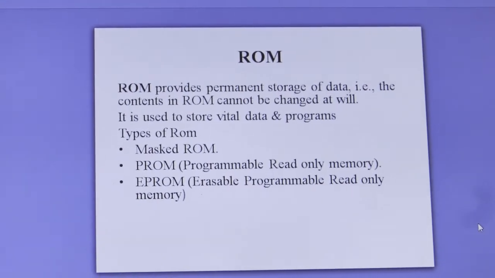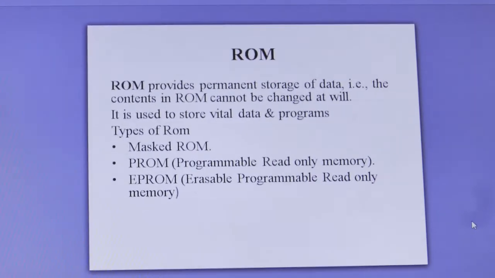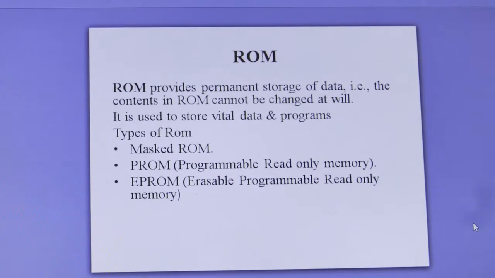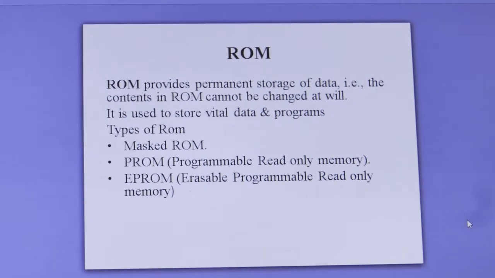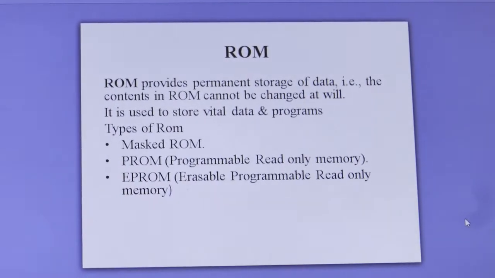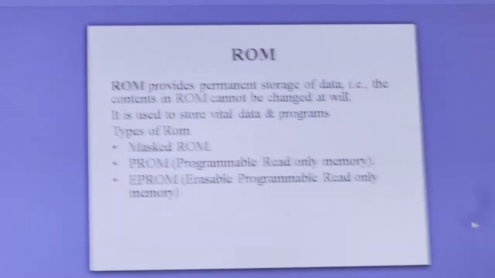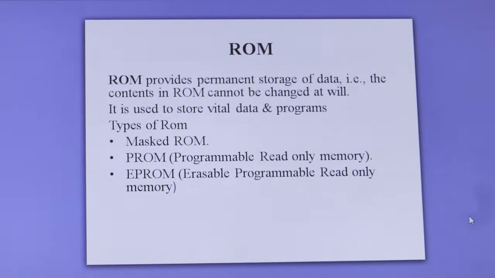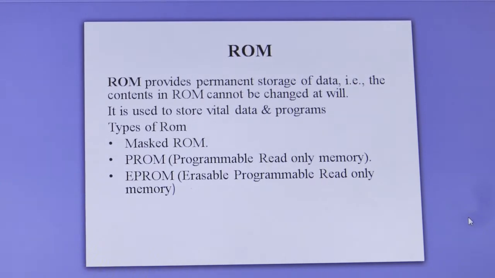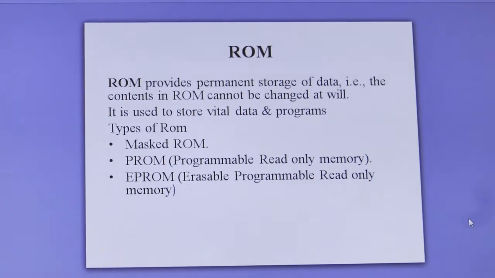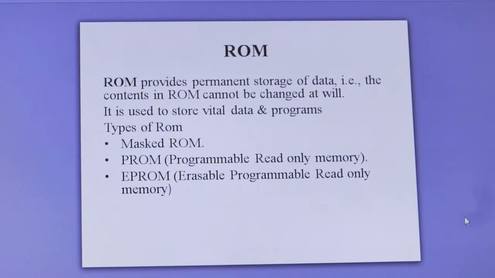We have some types of ROM: masked ROM, PROM, which stands for programmable read-only memory, and EPROM, which stands for erasable programmable read-only memory. PROM is the one that you can program again and again. With EPROM, you can erase whatever you have programmed, and then you program it again.